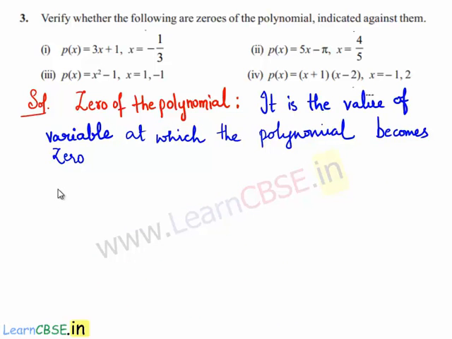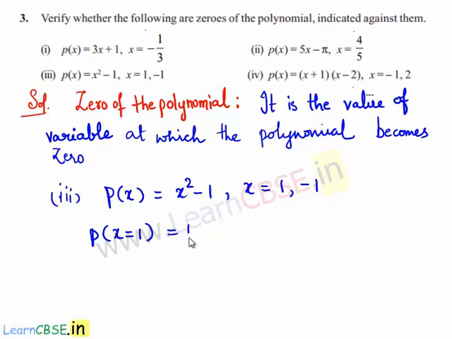So let us move to the third problem, which is P of x is equal to x square minus 1 provided x is equal to plus 1 and minus 1. First, let us take x is equal to 1, which is P of 1. Substituting the value of 1 in the place of x, we get 1 square minus 1, which is 1 minus 1, that is equal to 0.